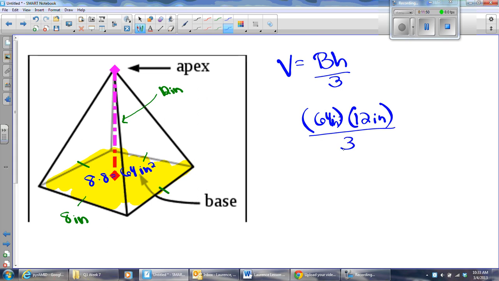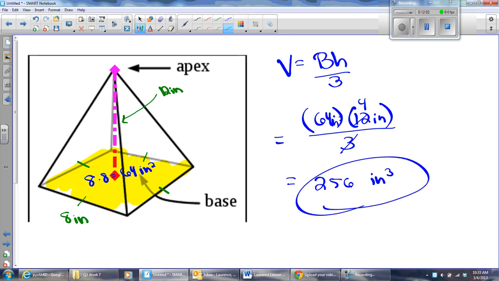Now, again, I can divide first if I want to here. I'll go 3 goes into 12 4 times. I know my answer is going to be in inches cubed. I think that's going to be 256 inches cubed. Wondering how I did that so fast. I doubled 64 to get 128, and I doubled 128 to get 256. Doubling a number and then doubling that answer is the same as multiplying the original number by 4.